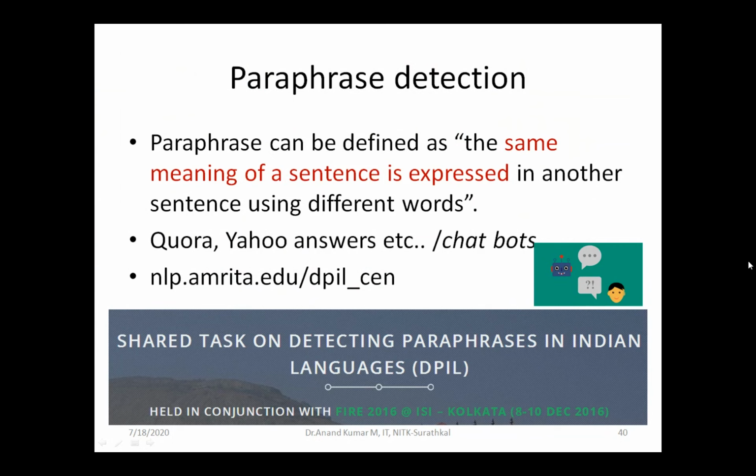We also have a data set for paraphrase modeling. We conducted it in 2016, so it's 4 years old. It's a data set for Indian languages: Tamil, Malayalam, Punjabi, and Hindi. Kannada is not there actually. Interestingly, in the competition the winner was from China. We don't know why they were working on Indian languages. You can also see other paraphrase data sets like the Quora question similarity data set, Yahoo Answers, chatbots, and other applications.